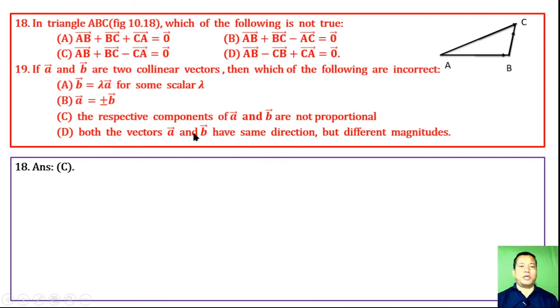Both the vectors a and b have the same direction, but different magnitudes. So B, C, and D are all incorrect, and the absolutely correct option is A.